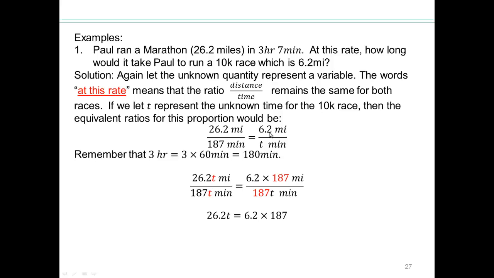Some of you might be used to hearing the words cross multiply. Cross multiply works, and this is the reason behind it. You're actually making a common denominator. And then solve. Since you're trying to isolate the t, you have to divide both sides by 26.2 and then get the answer. You can do the division on your own, and you'll see that that's the same as 44.3 minutes.